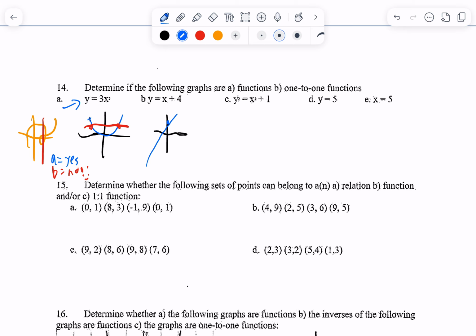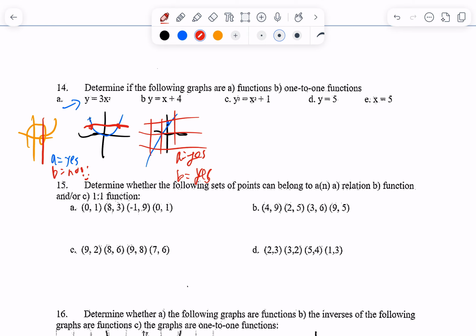So let's start with the vertical line test for finding out if it's a function. It is a function. It only touches it once. So A equals yes. And then B, for a one-to-one function, it also only touches the blue line once. So B equals yes. So it is a one-to-one function and it is a function.